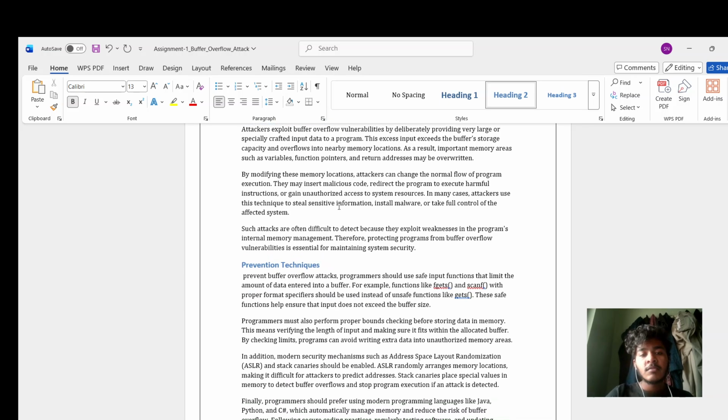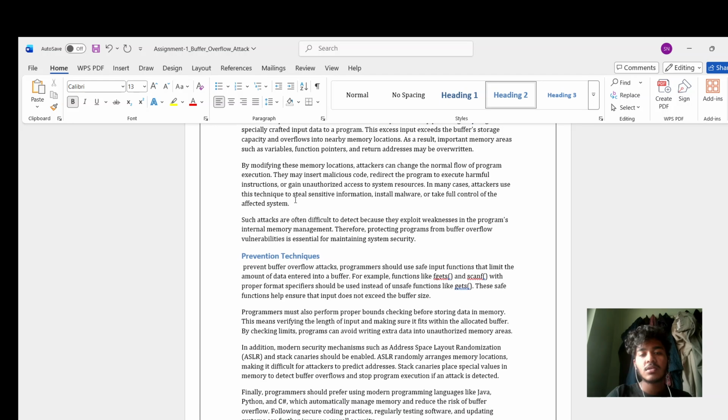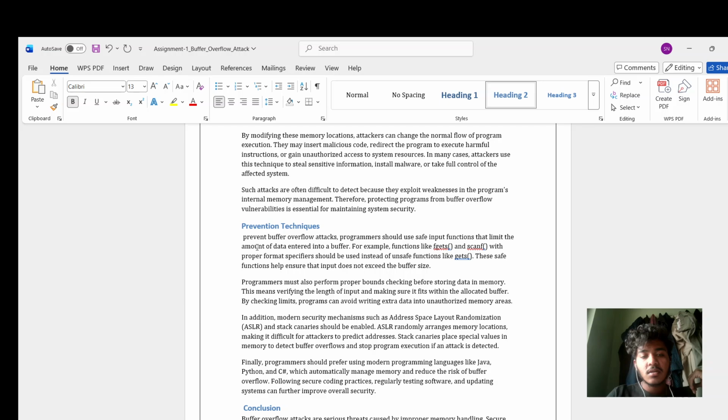By modifying these memory locations, attackers can change the normal flow of program execution. They may insert malicious code, redirect the program to execute harmful instructions, or gain unauthorized access to system resources. In many cases, attackers use this technique to steal sensitive information, install malware, or take full control of the affected system.